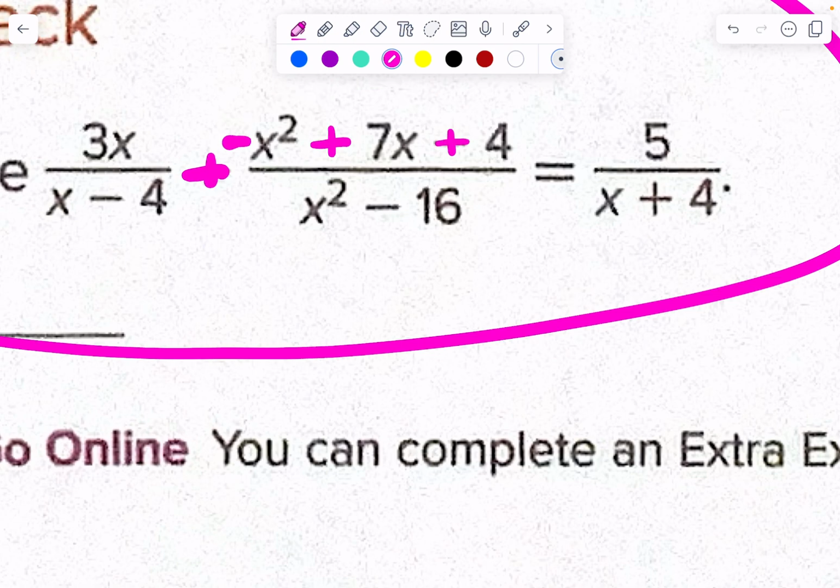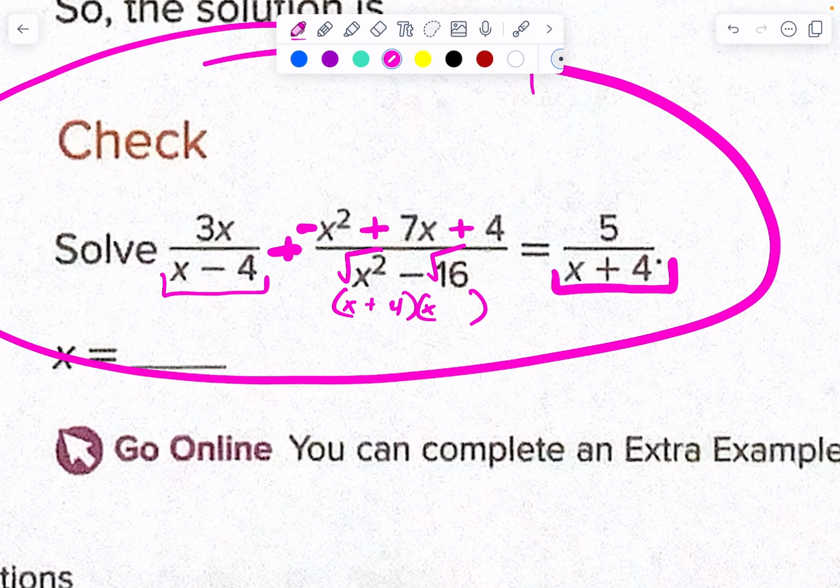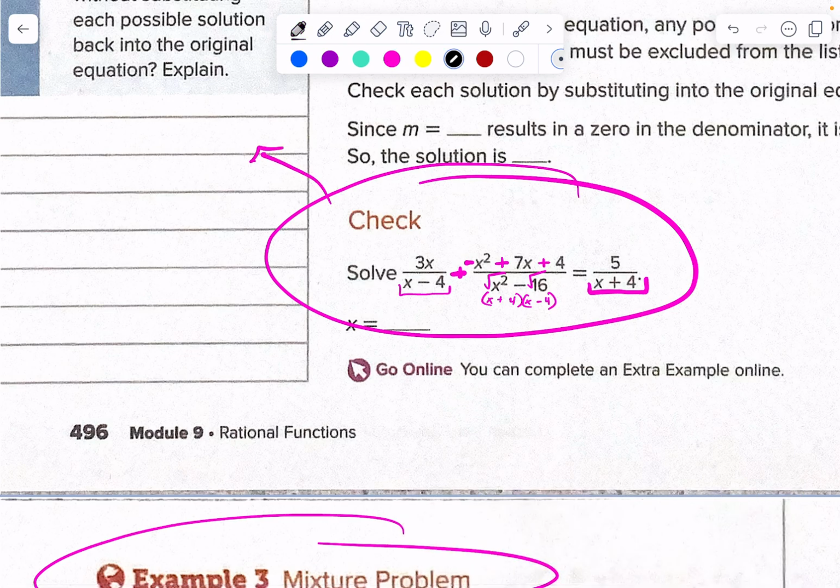All right, x minus 4 is one of the denominators. I can't do anything with that. X plus 4, I can't do anything with that, but this guy is a difference of squares. And if I break him down, the square root of x squared is x. Square root of 16 is 4. One of them's plus, one of them's minus. So it just so happens that this and this become that denominator. How convenient, right? Okay, so I'm going to do my work up here. I've got this guy plus this guy equals this guy. Okay, and let's see what we get.